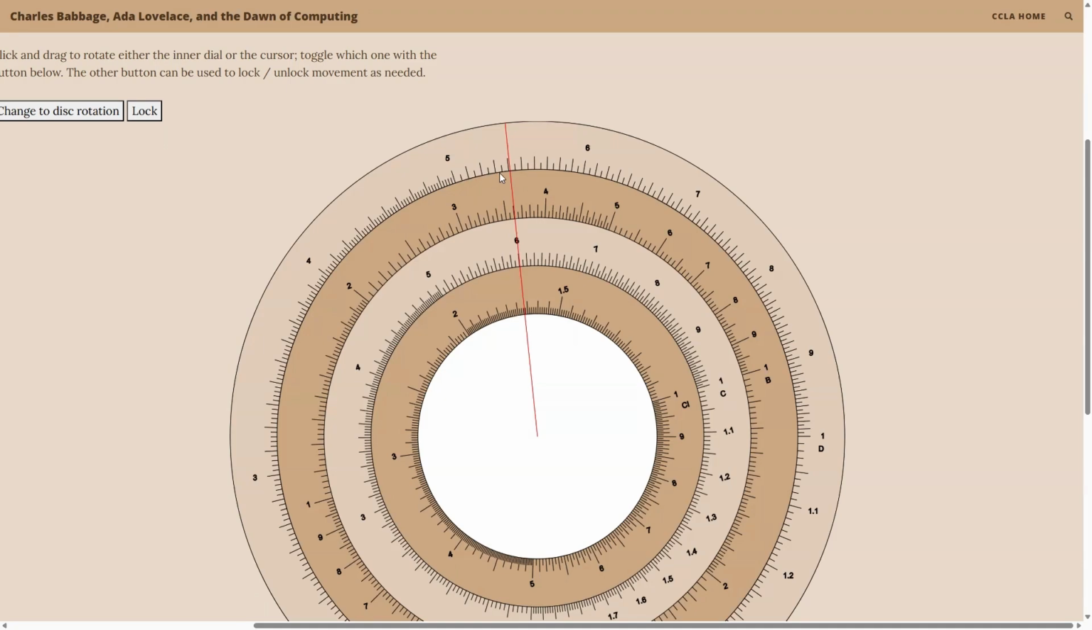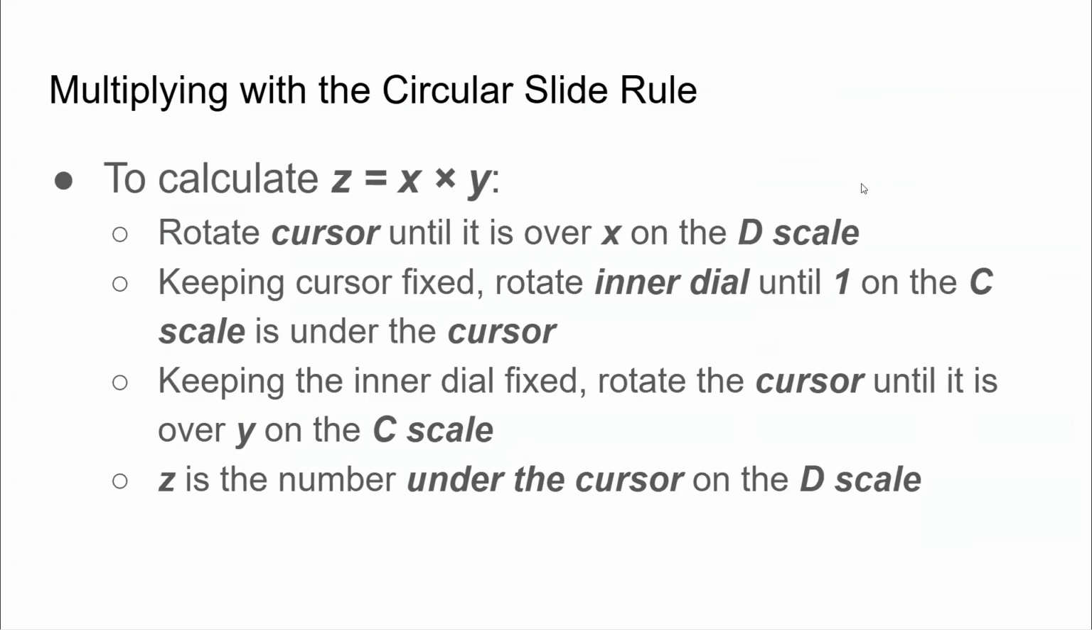5.1, 2, 3, 4. So 5.4, and multiplication would be 5.4 times 10 to the 1, right? 54 is my answer. So that's how I would do multiplication with the slide rule. So now it's your turn.